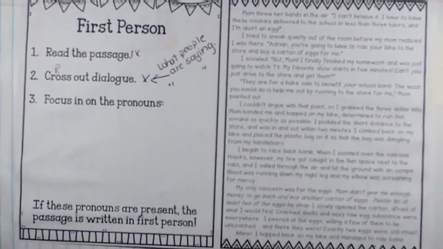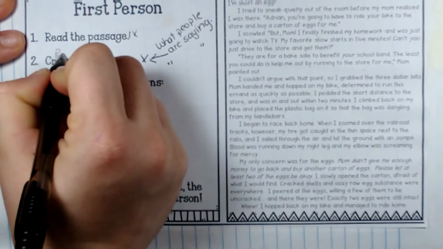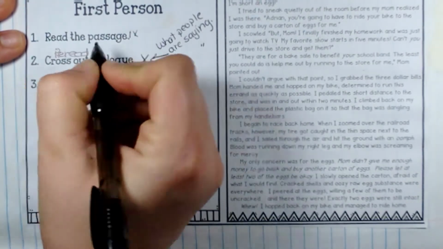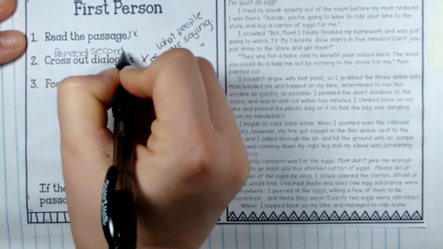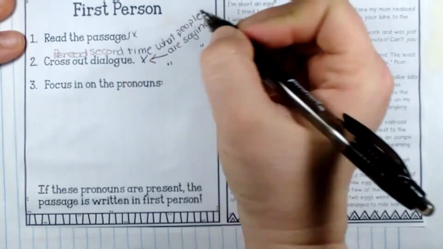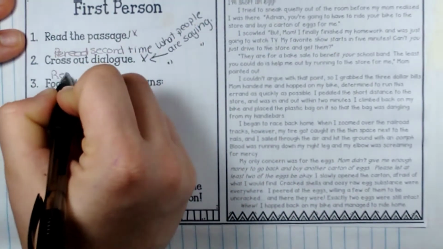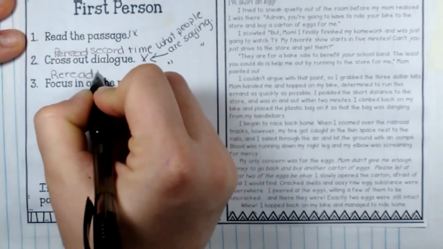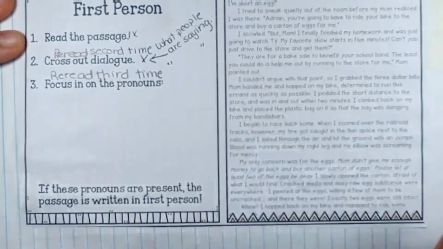All right, sorry about that. So we're going to be crossing out the dialogue. So we're going to reread this a second time. Then we are going to cross out the dialogue. Then we're going to reread a third time, and we're going to focus on the pronouns.